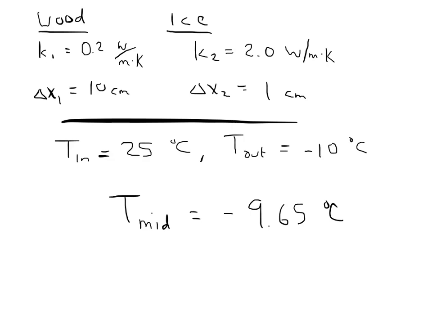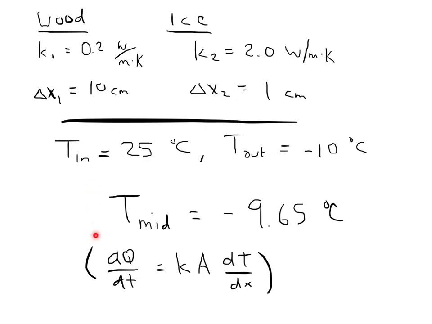And so this makes sense because ice conducts very well. Also, there's a thin layer. And so, recall that dQ/dt is equal to K times A times dT/dx. And so for ice, K is much higher, and dT/dx is going to be very steep, so it's going to transmit heat very well. And so you would expect that just inside of the layer of the ice, or between the ice and the wood, the temperature ought to be much closer to the outside than it is to the inside of the house, and that's true. So it's only 0.35 degrees away from our outside temperature of minus 10 C.